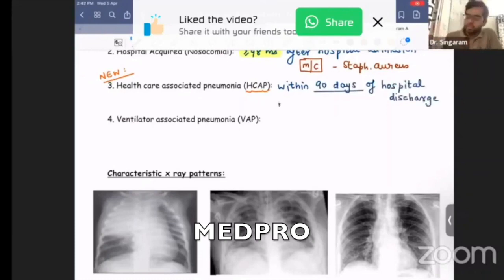Here again, the most common organism is Staphylococcus aureus. So for something related to hospital settings, you can think of Staphylococcus aureus. That is what I'm trying to say.